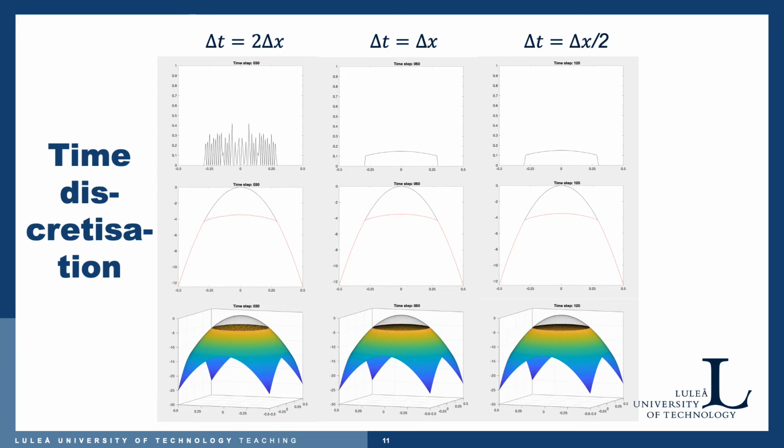So for these three time steps, not such a big difference between second and third. So going from delta t equal to 2 delta x to halving that time step doesn't make a huge difference, but halving it in the first place from 2 delta x to 1 delta x is making a huge difference.